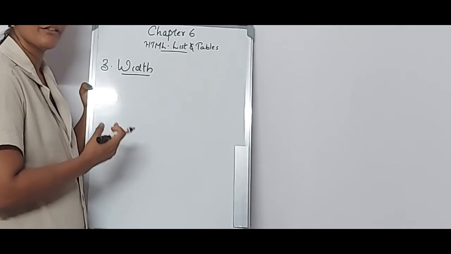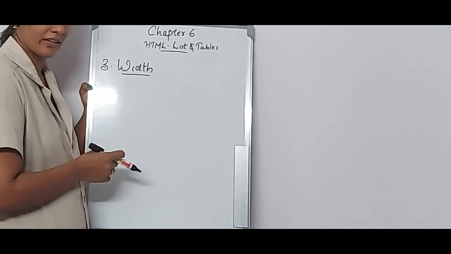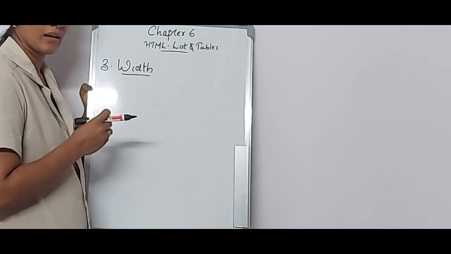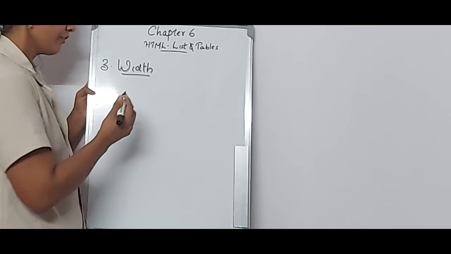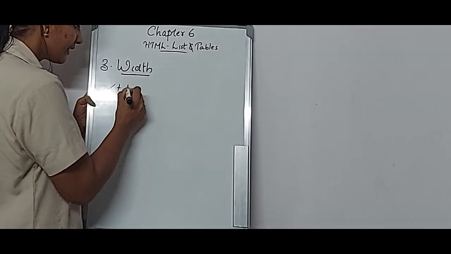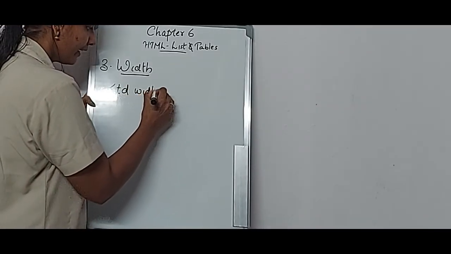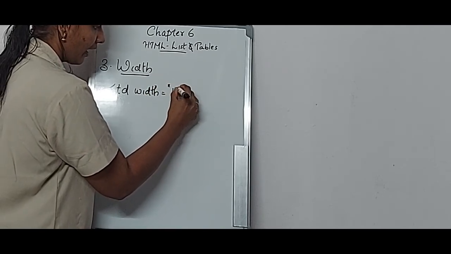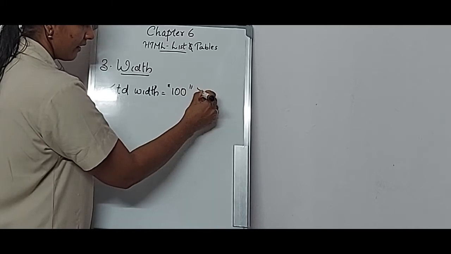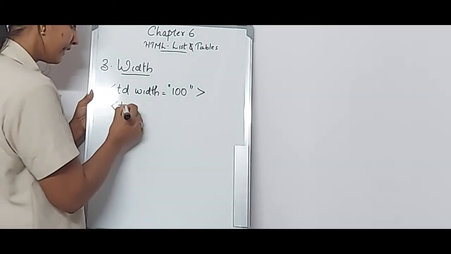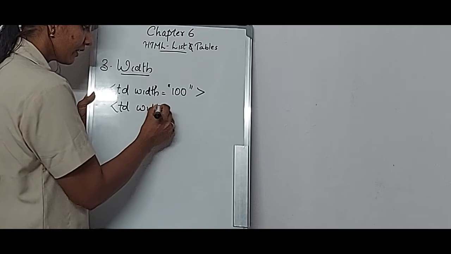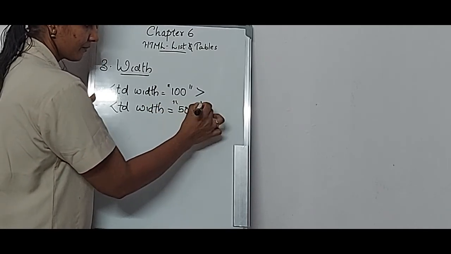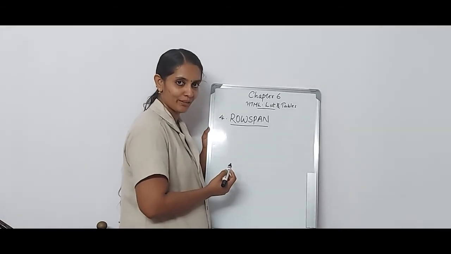Next is width attribute. Width attribute defines width of an individual cell. It can be specified using pixel as well as percentage. For example, you can write td width is equal to 100 pixel. Otherwise, you can write td width is equal to 50%.